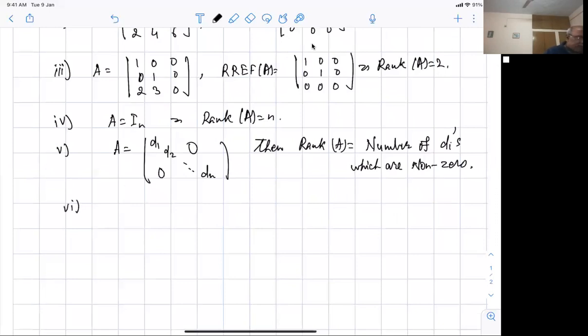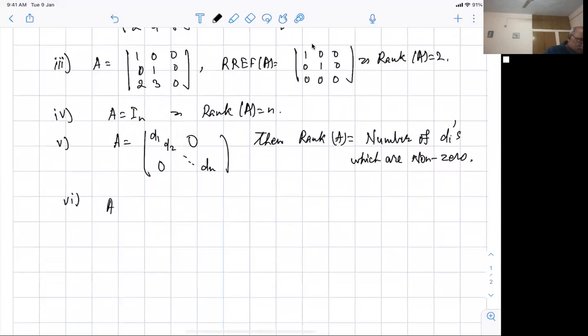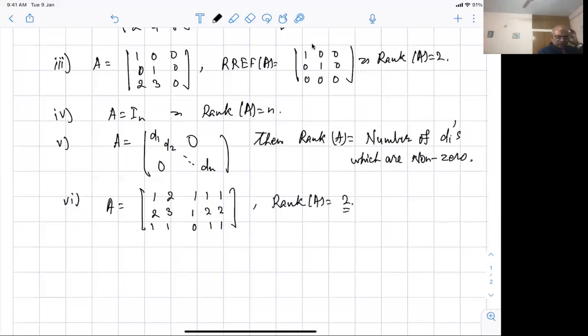Sixth, A is 1, 2, 1, 1, 1, 2, 3, 1, 2, 2, 1, 1, 0, 1, 1. So try that out yourself. You see what is happening. So the rank of A is 2 here. All right. So think about why it is so. Compute it yourself. Fine.